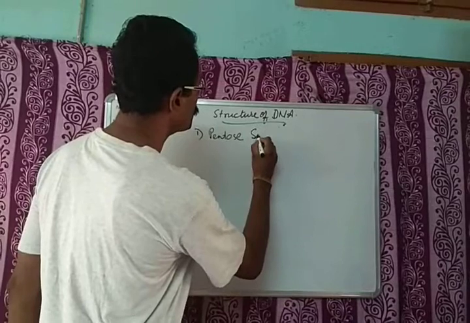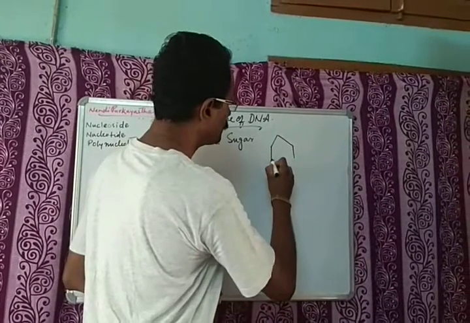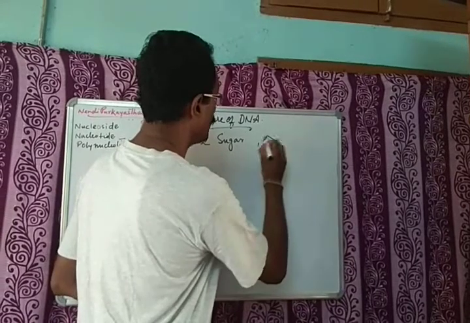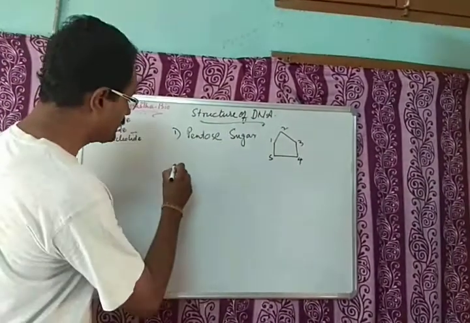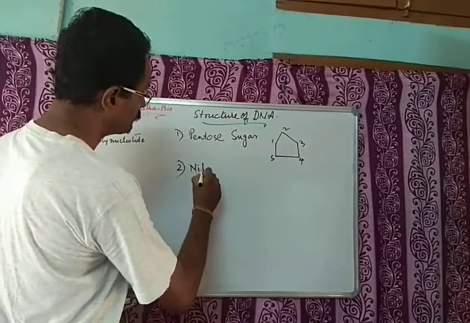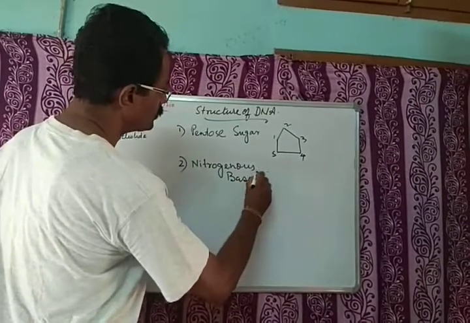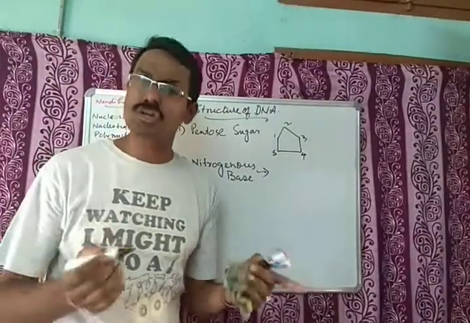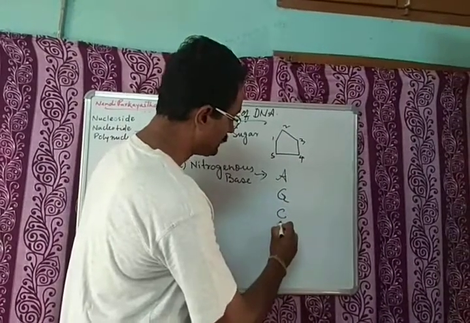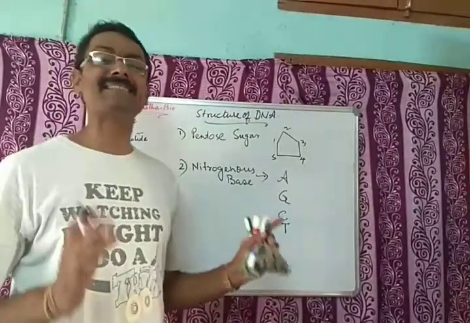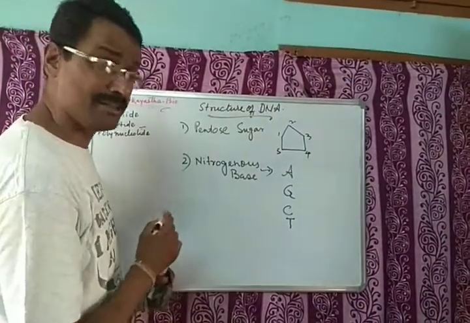Pentose sugar, and pentose sugar has a structure like this: 1, 2, 3, 4, 5. The second ingredient that comes here is the nitrogenous base. In case of DNA, the nitrogenous bases are adenine, guanine, cytosine, and thymine. These four make up the nitrogenous bases of the DNA. Pentose sugar means the deoxyribose sugar in case of DNA.